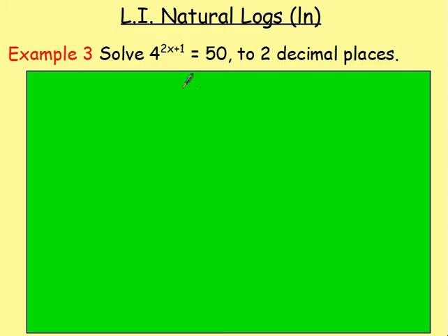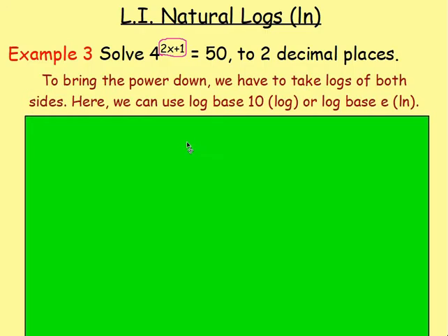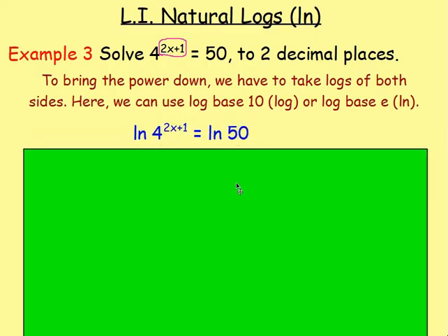So with this one, again, if you look at it, our 2x plus 1 is an index, and we're wanting to find the value of x. We need to find some way of bringing that down. How do we do that? Well, we take logs of both sides. However, this time, because e is not involved, we could just use log, really log base 10, or we could use ln. Both would work. Because this is natural logs and we had the whole other lesson using log, I'm going to use ln this time. But if you try log, that will work as well. So take logs of both sides. I'm using natural logs. So ln 4 to the power of 2x plus 1 equals ln 50.